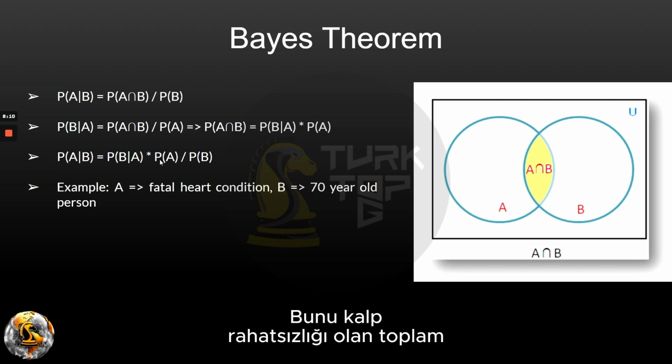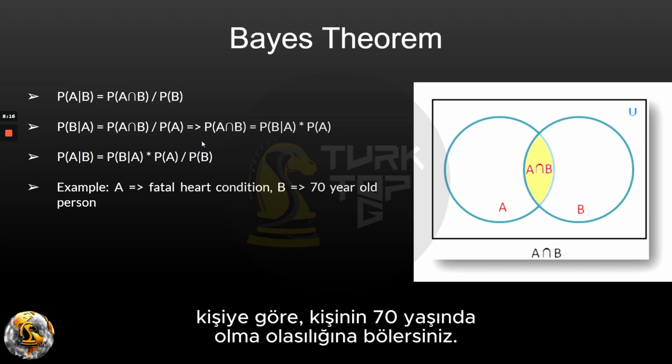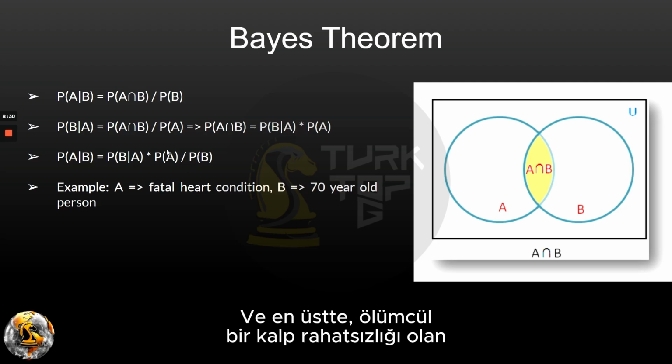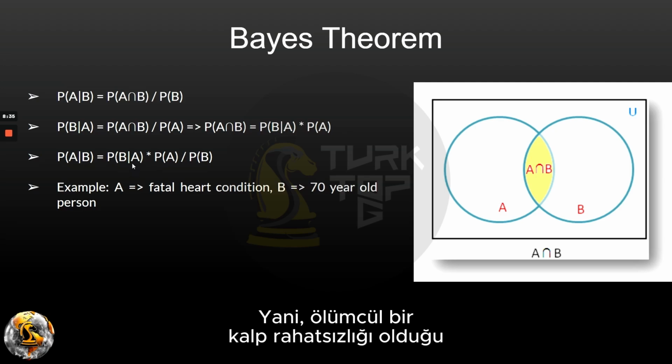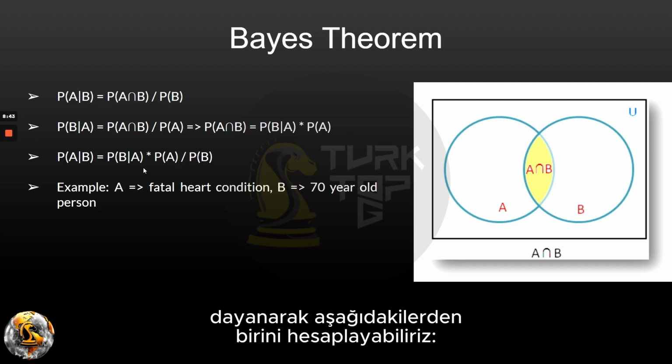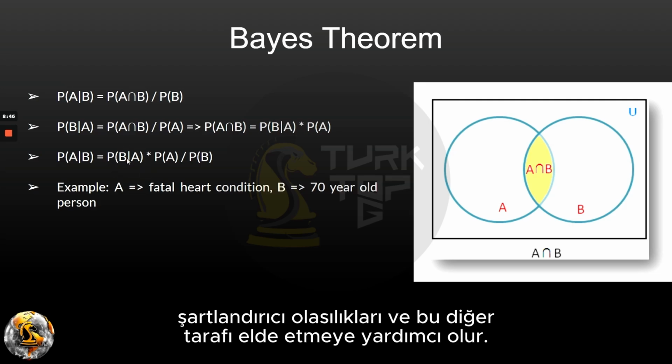You multiply that by the total number of people that do get heart conditions, and then you divide it by the probability of a person being 70 years old, right? We reduce the universe to the person being 70 years old because that was my first condition. I'm 70 years old. And on the top, we have the probability that a person has a fatal heart condition, multiplied by the probability that the person is 70 years old, given that he has a fatal heart condition. So you saw that based on real world data, we might be able to calculate one of the conditional probabilities, and that helps to get the other side.